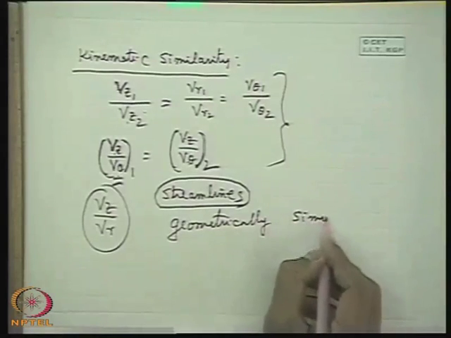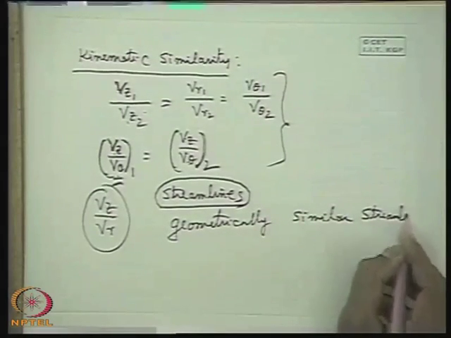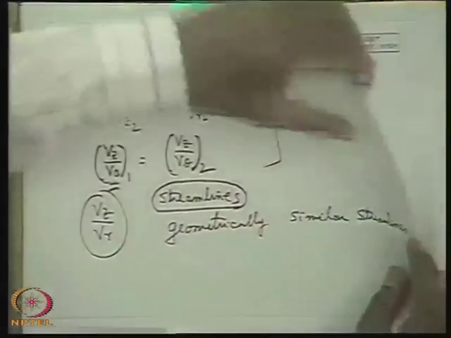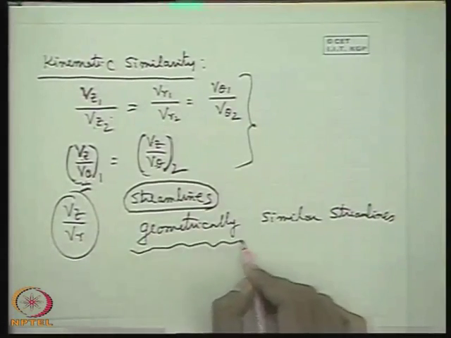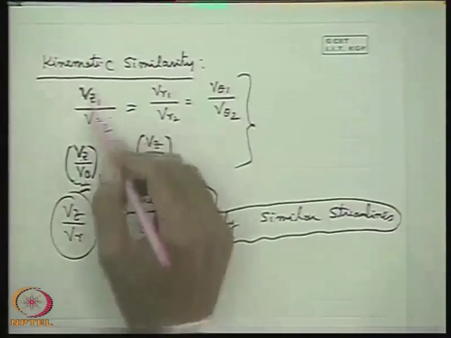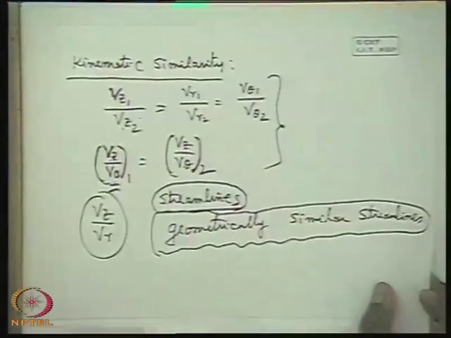Geometrically similar streamlines. This comes with the geometry of streamlines because from the kinematic studies we have seen that the motions are described by the streamlines. So streamlines at any instant will be geometrically similar between the two systems for kinematic similarity to be maintained. All right. Then comes the most important similarity, the dynamic similarity.